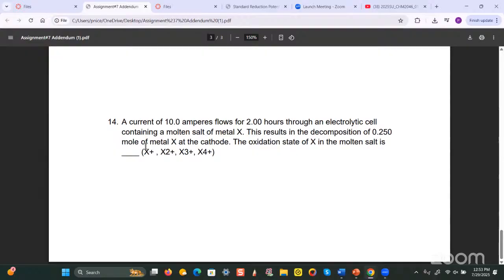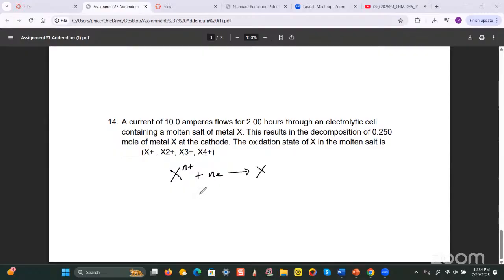So we don't know what the charge is. That's what we're trying to find out. So the first thing I would do is write down an equation for the reduction of X in the ionic form. And the way I would represent that, I would say let n be the charge, right? So X^n+ plus n electrons will give you X. That would be the equation I'll be working with, right? So the aim is to find n. Okay, so how do we find n?